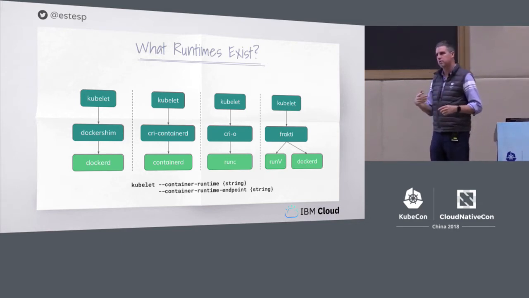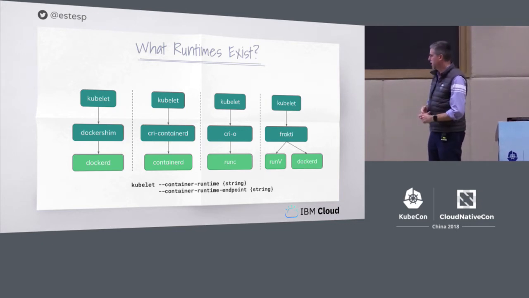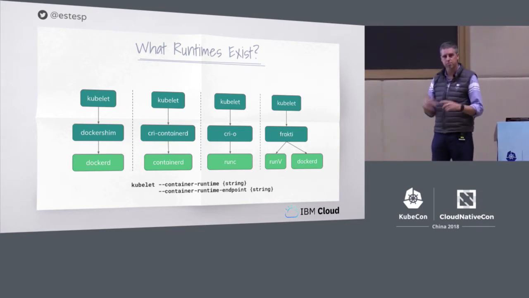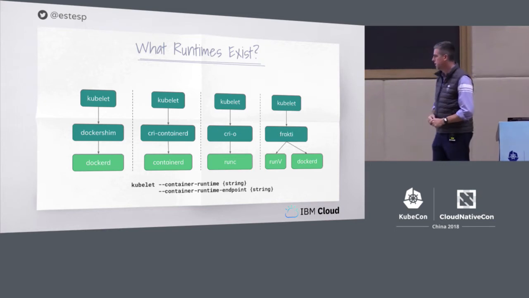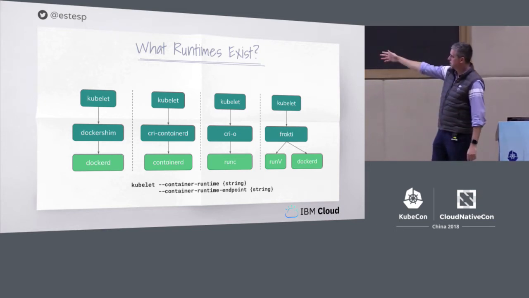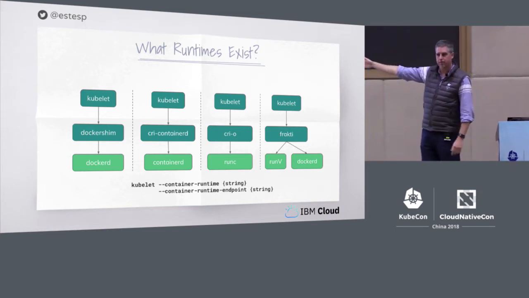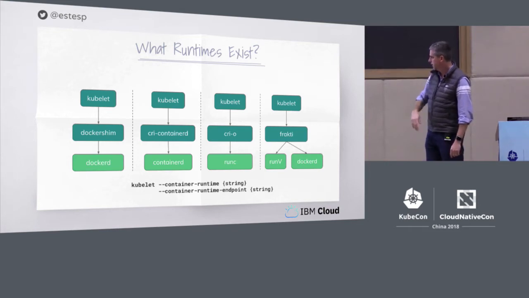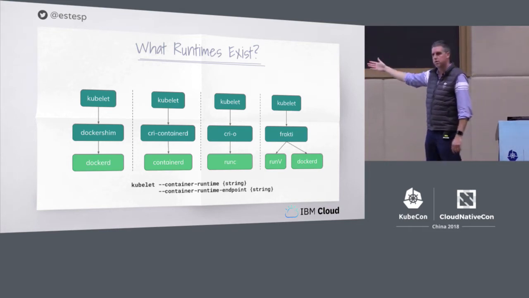Initially, Hyper.sh and Intel Clear Containers both had lightweight virtualization capabilities. So this shim could basically either do lightweight virtualization like through runv, or call the Docker engine when you didn't want to use lightweight virtualization.